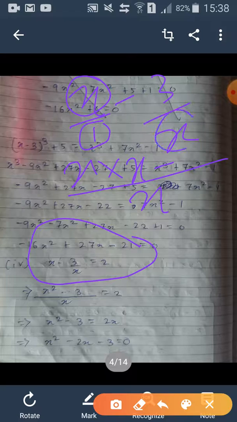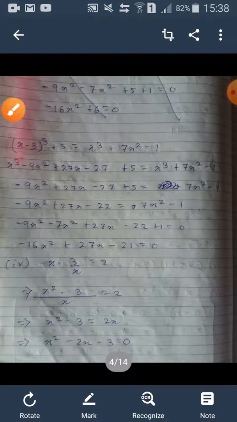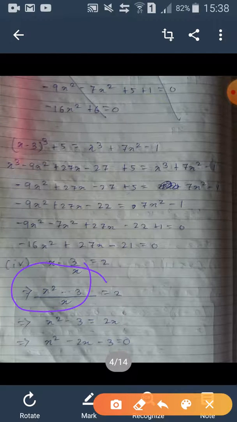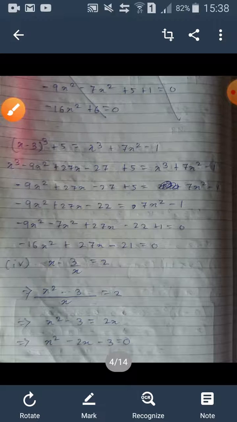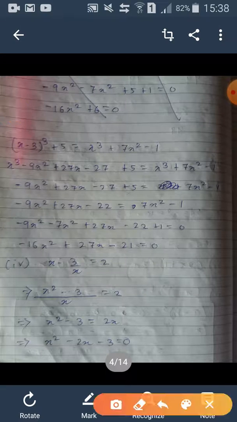So this x in the numerator, we will multiply it with x only. Minus, here x is already there, so nothing to multiply it with. So we will write 3. x into x is x square minus 3 by x. So that's how I get to x square minus 3 by x is equal to 2. Now finally I will cross multiply. So I will multiply x with 2 and it becomes 2x. So finally it becomes x square minus 3 is equal to 2x. Now I will bring this 2x to the left hand side.